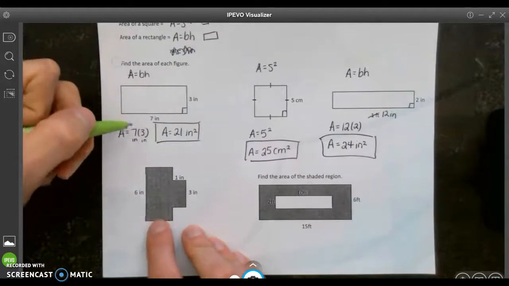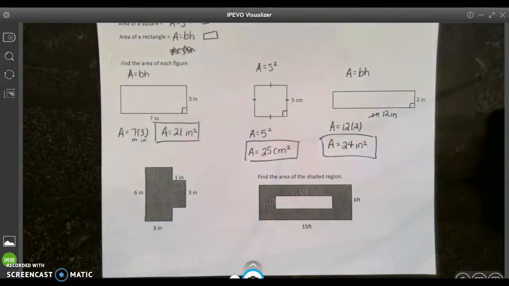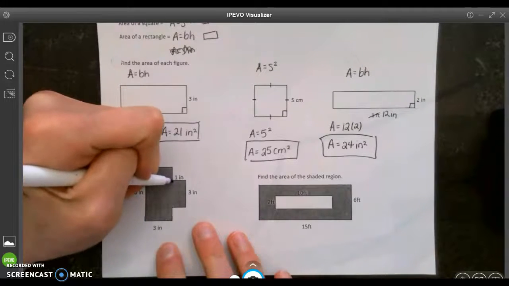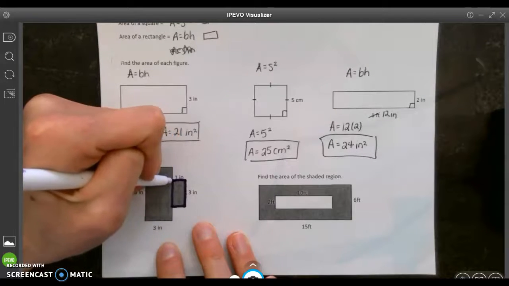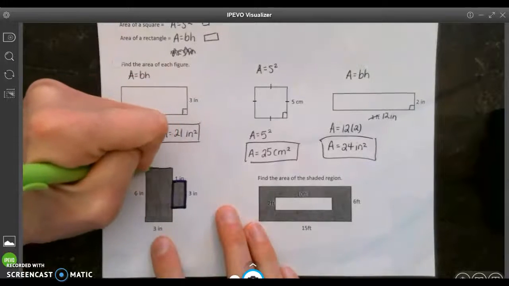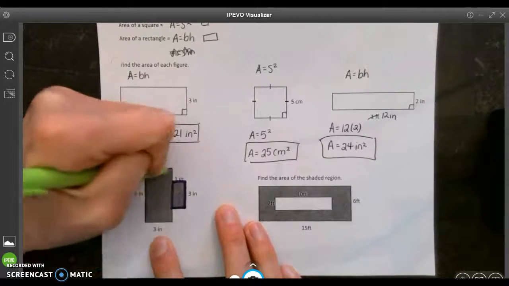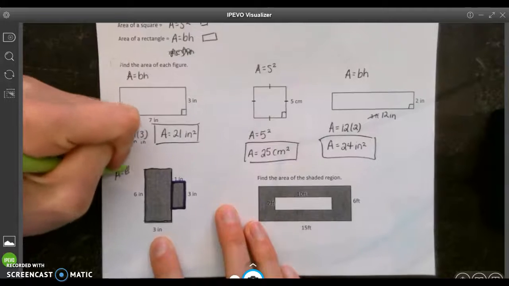There are other types of problems, though, that we'll see. This is called a composite figure, where it's two figures that we can find the area of put together. So like if I separate this right here, there I have a rectangle, and here I have a rectangle. So for both of those rectangles, I'm going to use area equals base times height.